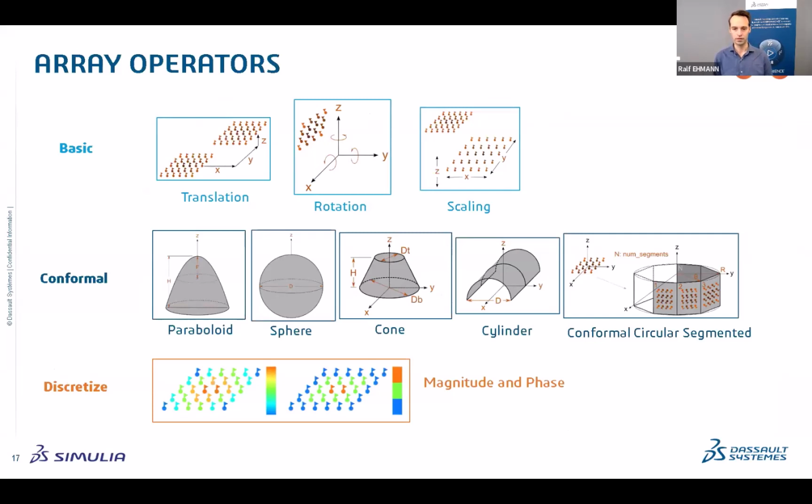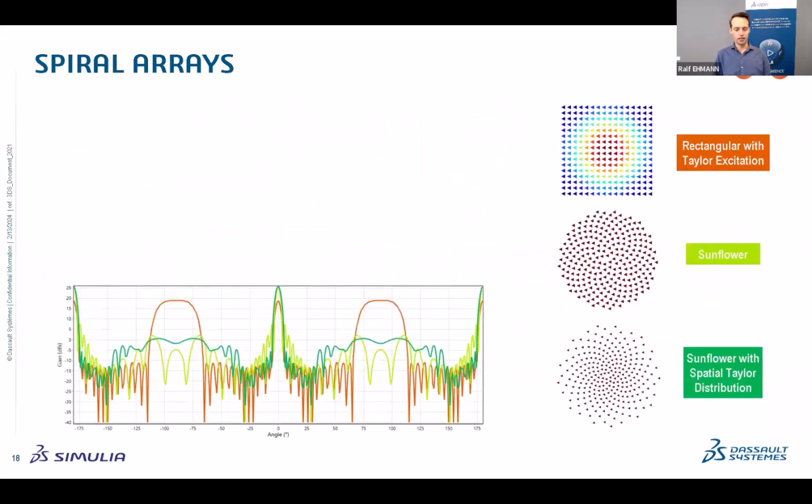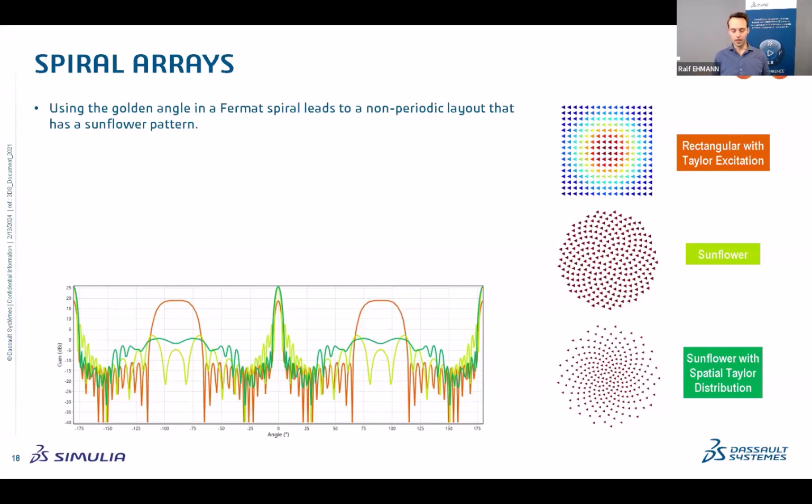Now, one interesting point here is maybe the spiral arrays, where we've recently introduced these, essentially using a Fermat spiral and making use of a golden angle for the spiral. This leads to really a non-periodic layout that has a sunflower pattern. So if you look there on the right-hand side in the middle, the sunflower one, you can see the layout, how that looks.